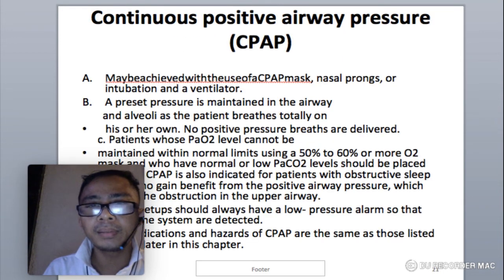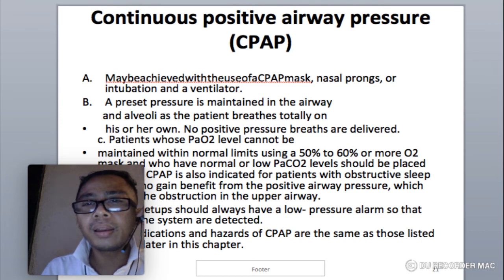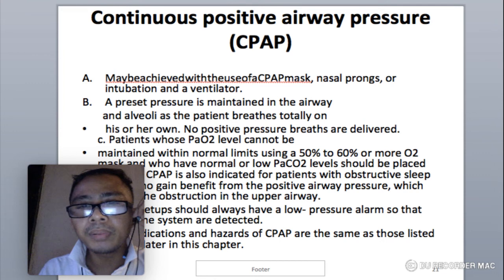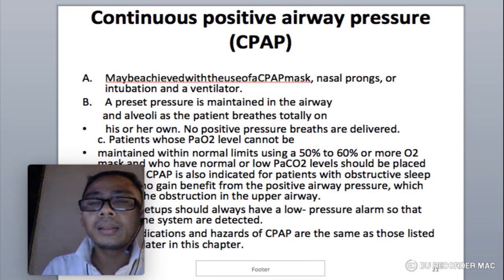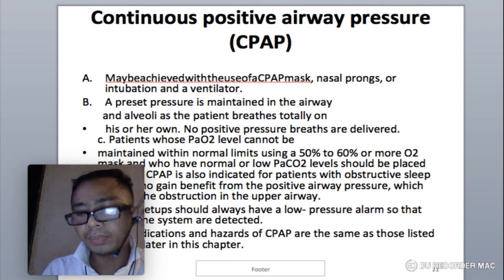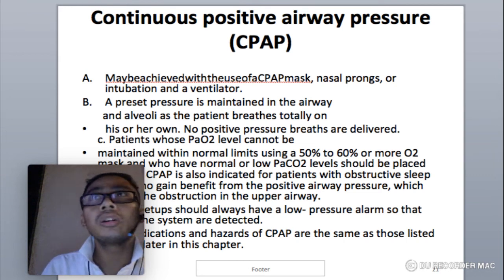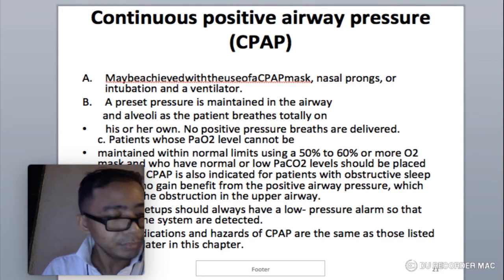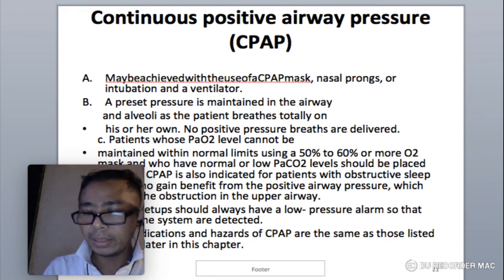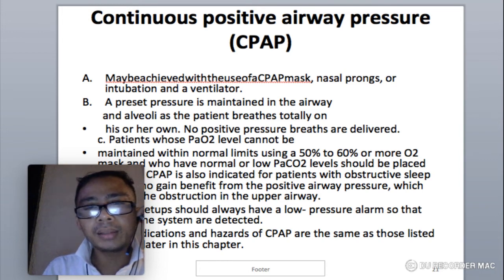So remember that. Next is continuous positive airway pressure, or the CPAP. This is a preset pressure that is maintained. It is like pressure support. So you have a preset pressure control. It is the last stage of the weaning part of the ventilator. So when the patient is on CPAP mode, it means the patient is able to breathe on his own.